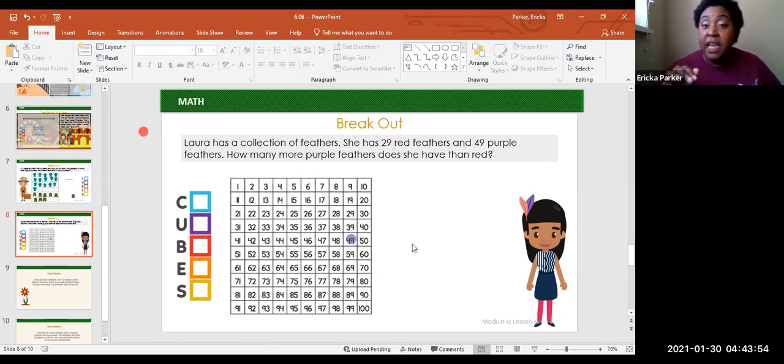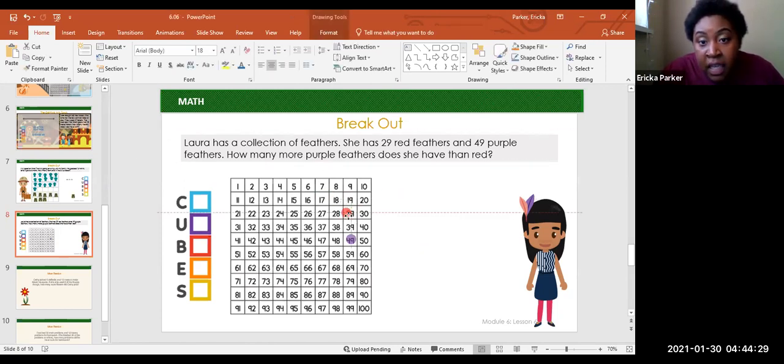So we started at 49, and we know that this is a what problem? Subtraction problem, because they asked us than. Anytime there's a than in a word problem, look out. You are comparing two things. You are doing what? Subtracting. So let's look at 49, which is our purple feathers, and then let's look at our red. Our red is right here.